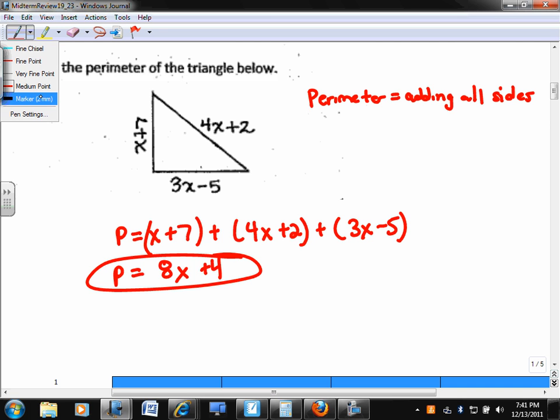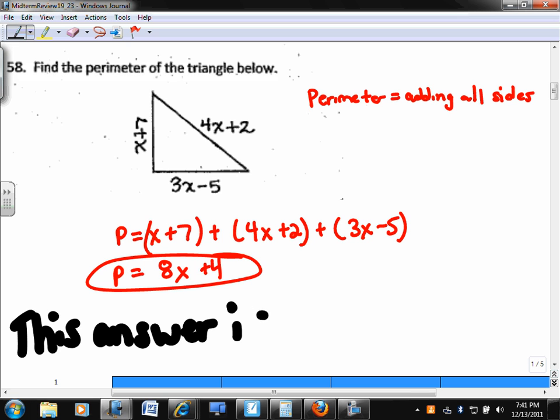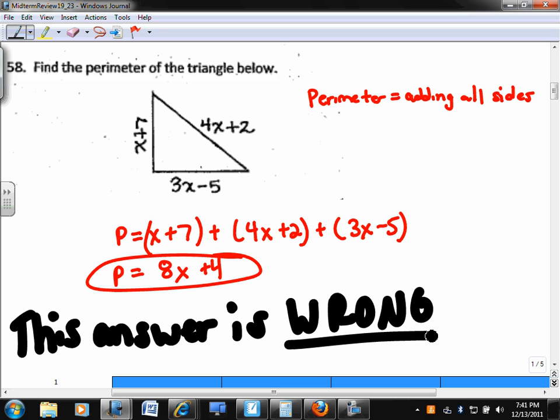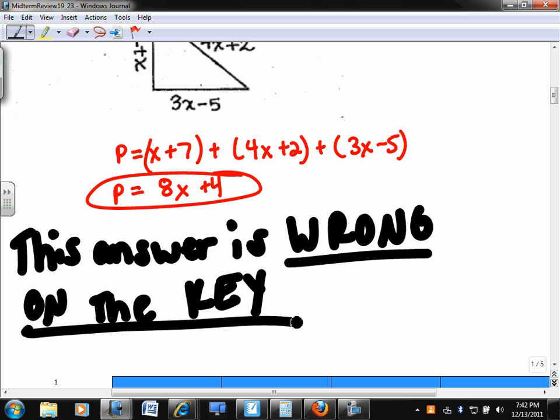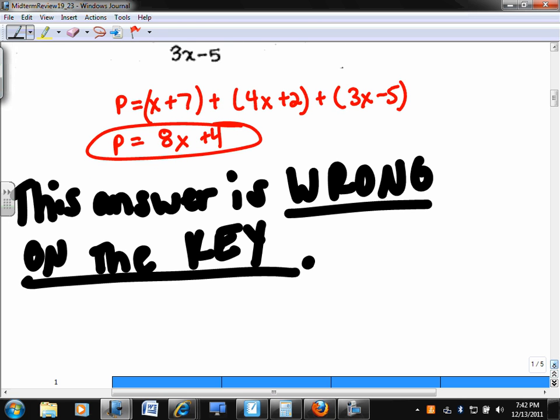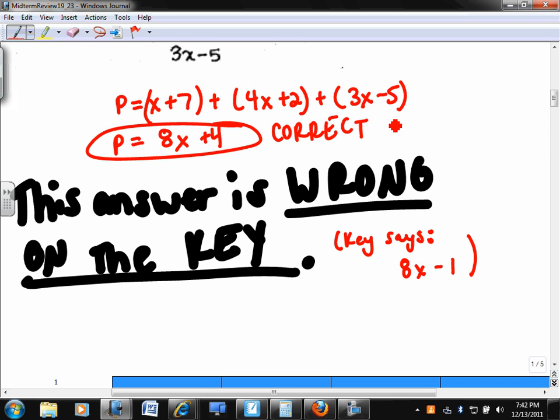I'm going to write this very bold on the paper. This answer is wrong on the key. It is wrong on the answer key that was handed out in class. I made this announcement in class. The key that was given in class says that the answer is 8x minus 1. The answer is not 8x minus 1. This is the correct answer. The 8x plus 4 is the correct answer.